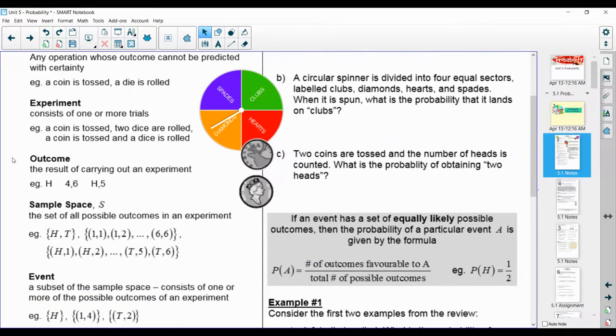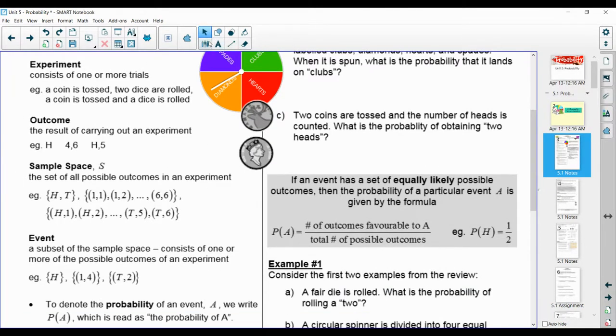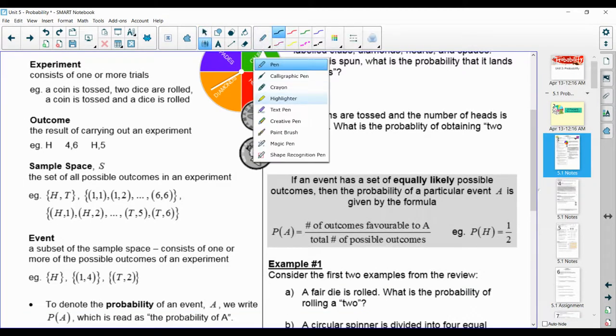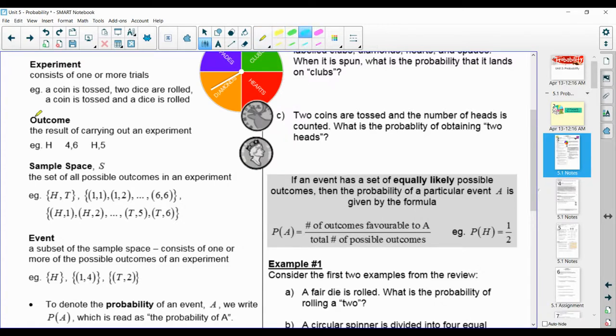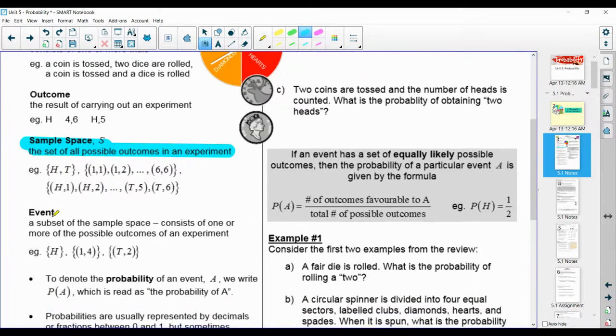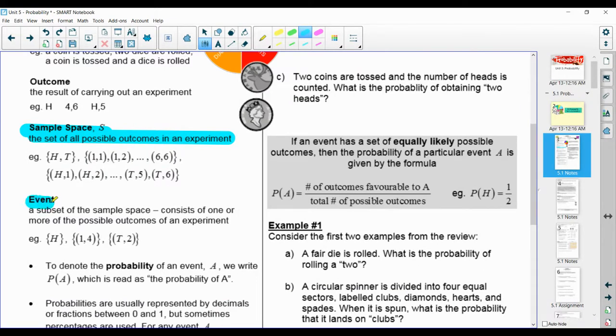Now, once you've done the experiment, the outcome is the result of carrying out the experiment. So the outcomes are what we get when we do the experiment. Now, the sample space, this is one that we're going to talk about quite a bit throughout this unit. Sample space is the set of all possible outcomes of an experiment. And so if we were tossing a coin and rolling a dice, we would have all of our possible outcomes listed. An event is a subset of the sample space.